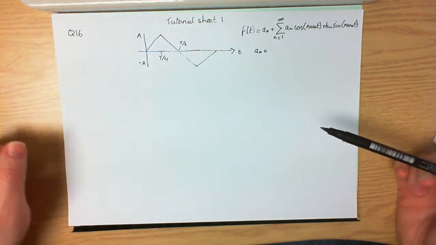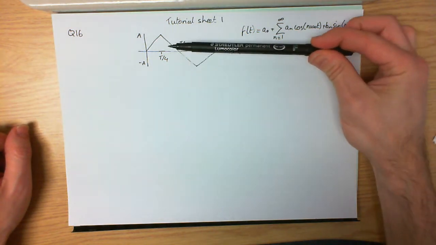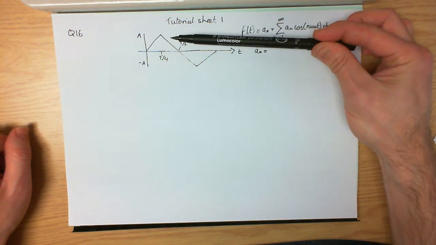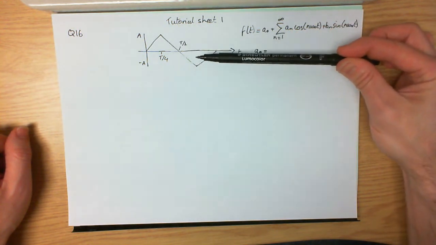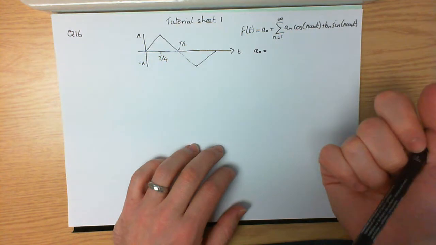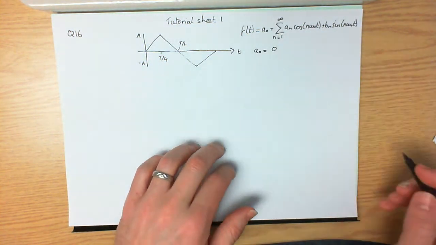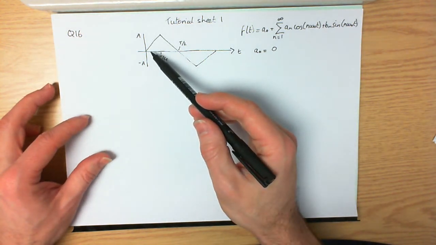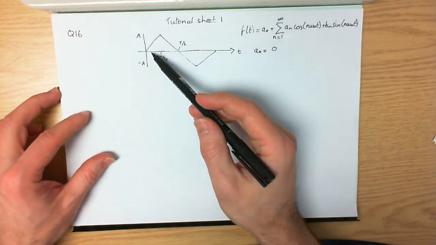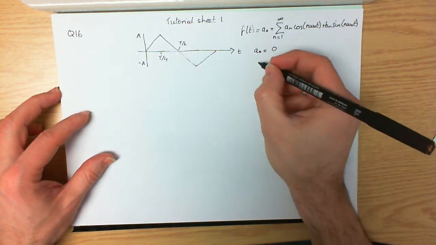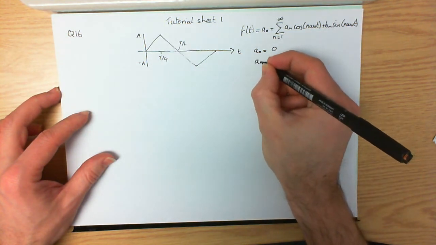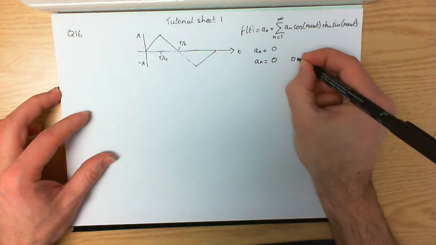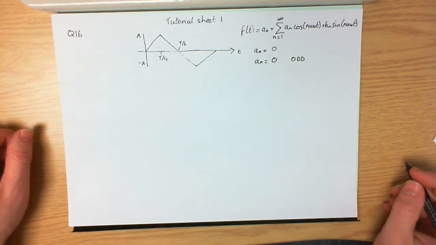Well, a0, as we know, is the average value of the function. Just from observation, you can see that the function is above 0 for the same amount of time as it is below. So the average is 0. Also, we can look at this function and decide that it's actually an odd function with time. So that means, because it's an odd function, an is equal to 0.